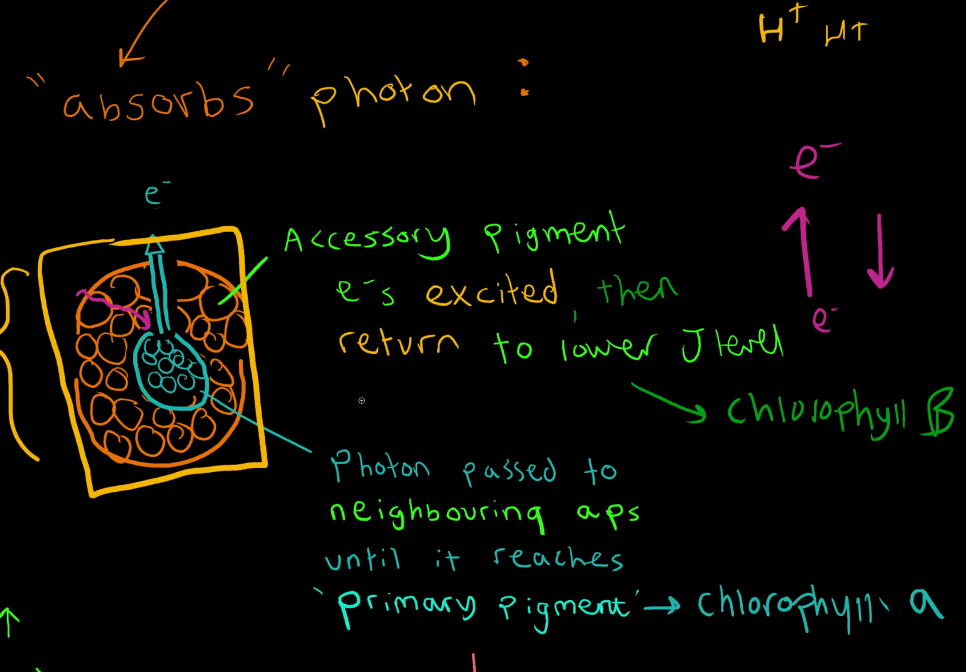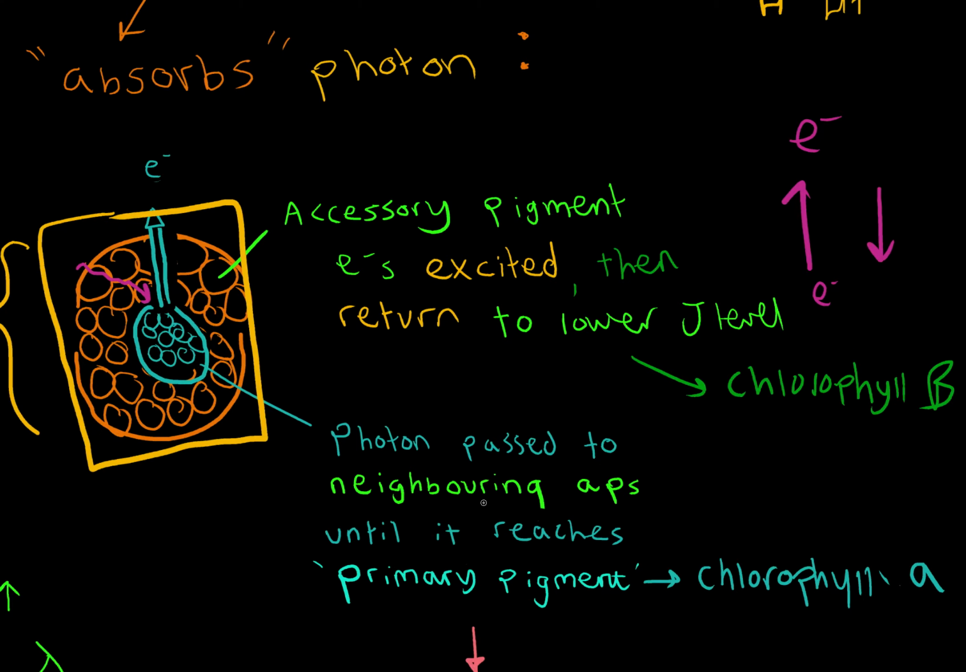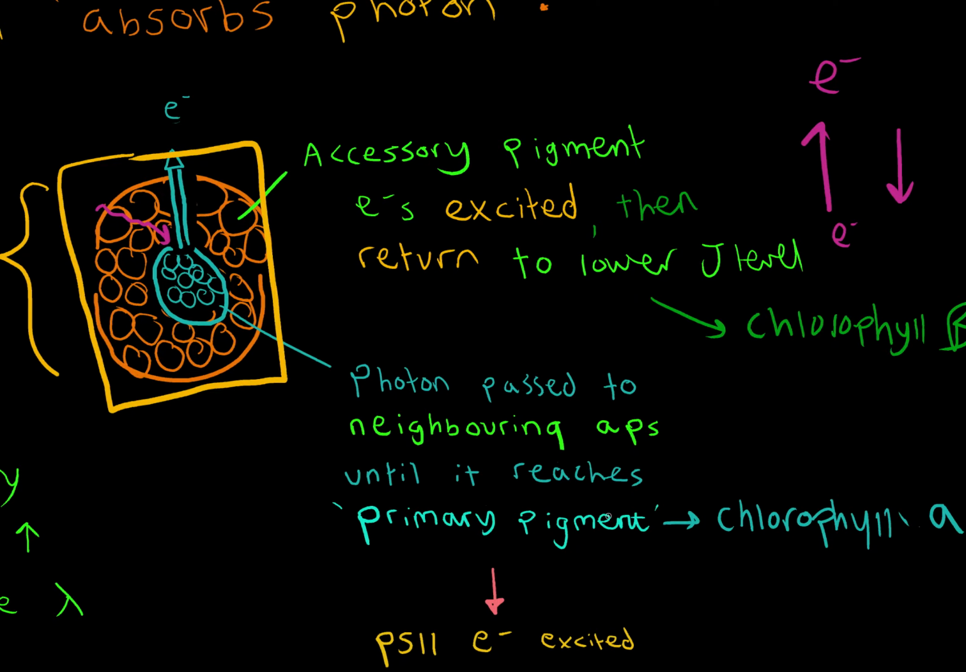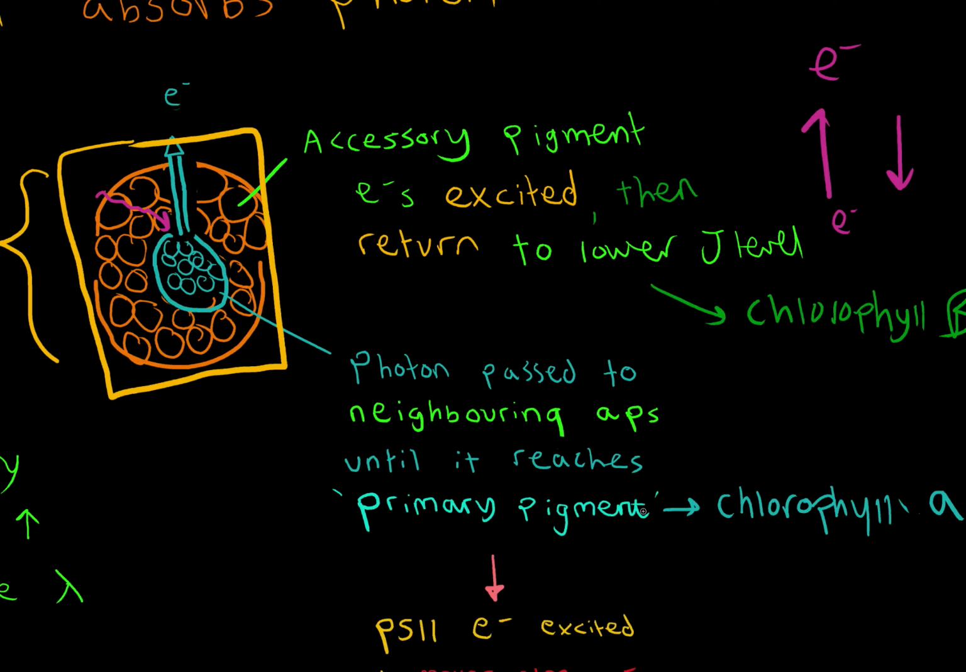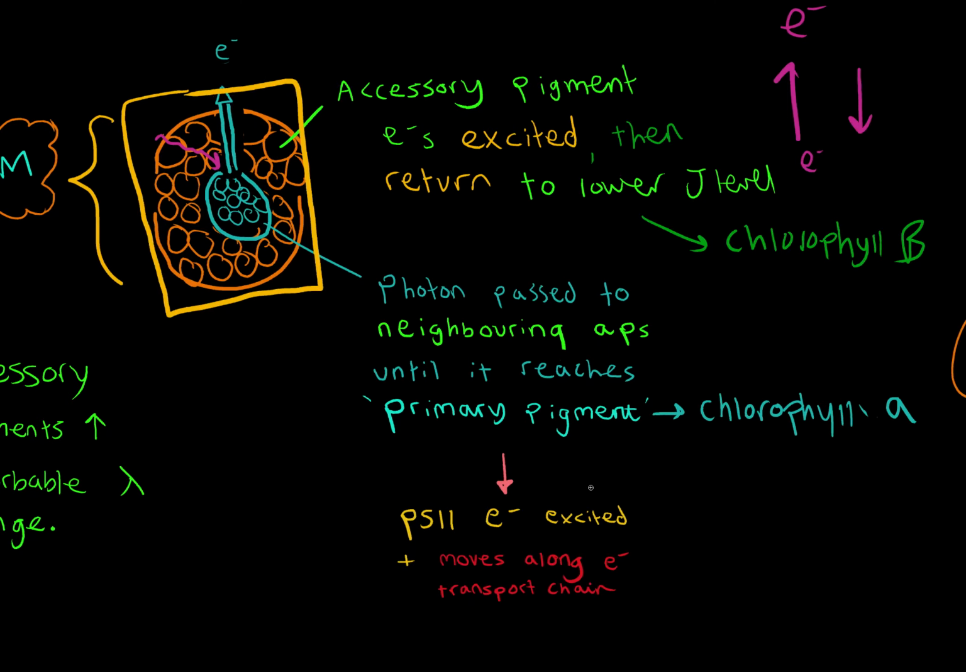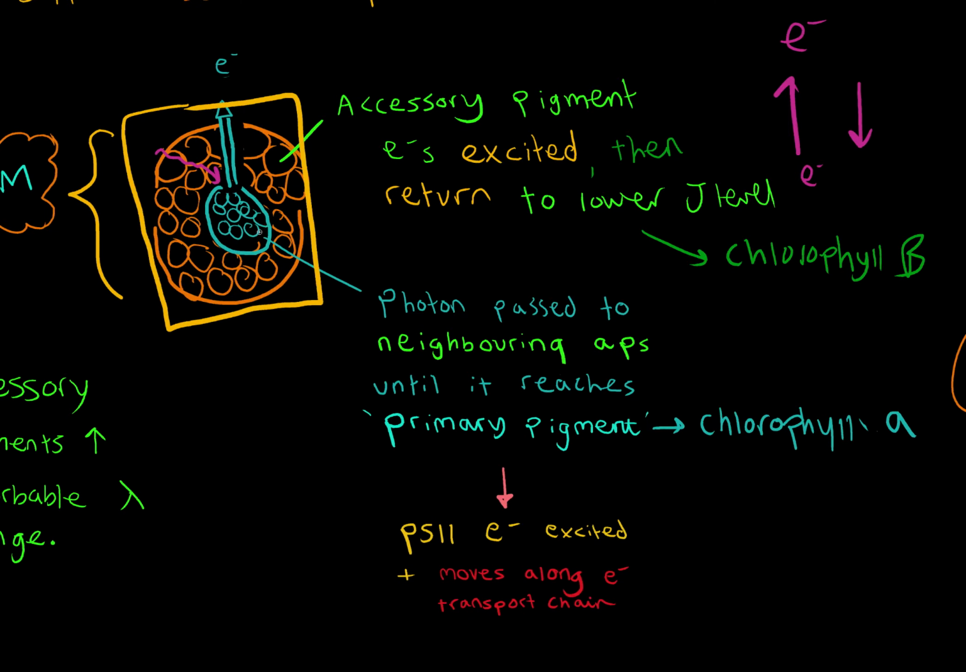But ultimately, this photon gets passed to neighbouring accessory pigments until eventually it reaches the primary pigments at the centre. The primary pigment that you should probably be aware of is chlorophyll A. There are more, like carotene, and if you go on questions, it always comes up as a one marker, but you don't really need to know every single one. It's not necessary in my opinion. Now the primary pigment has absorbed that photon, but the primary pigment is special, okay? The reason why he's special is because he can actually do something with the photon energy.